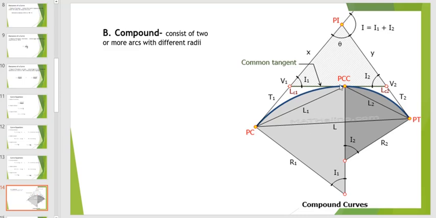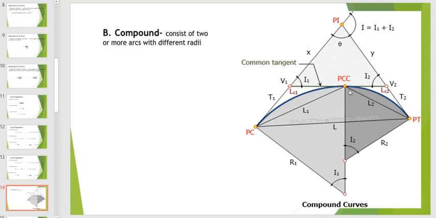So as you can see, it is still the same as the simple curve. We have the point of curvature and the point of tangency, and we have the PCC, the point of compound curve, where the two curves meet. We have here the chord denoted as L, and the chord L1.